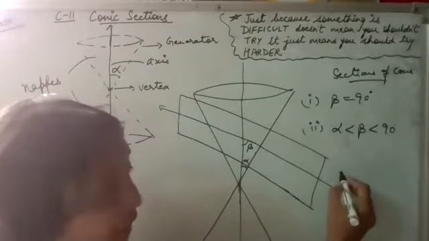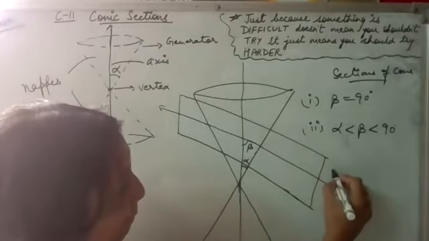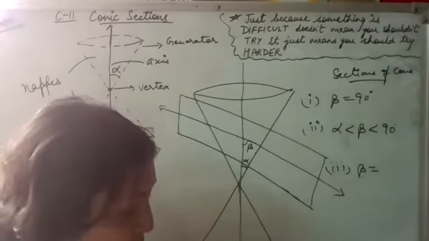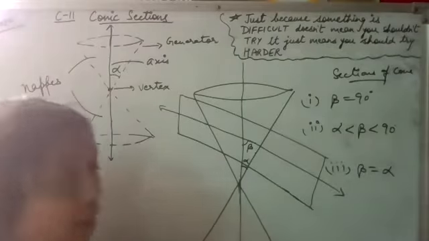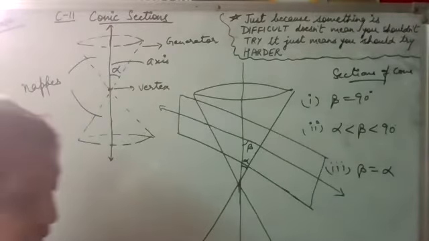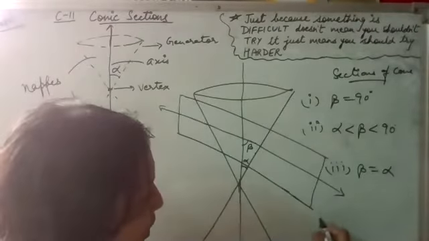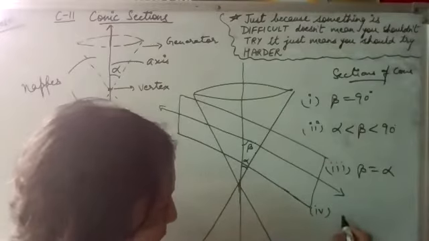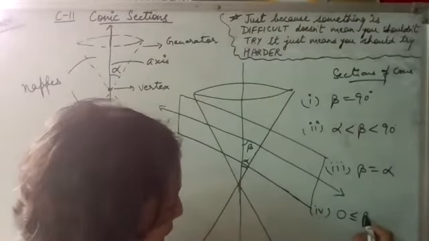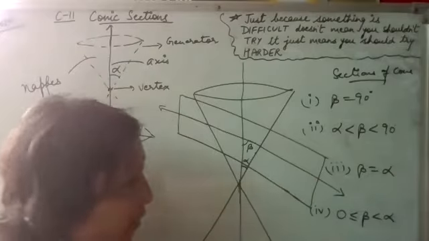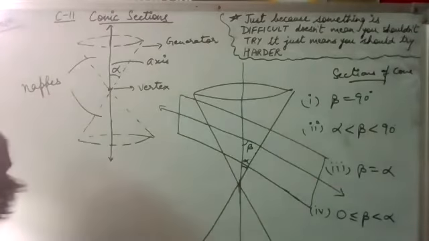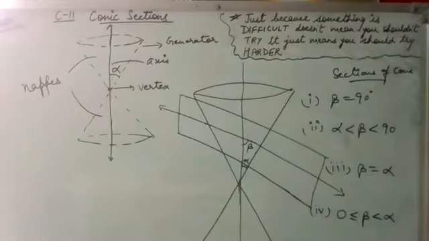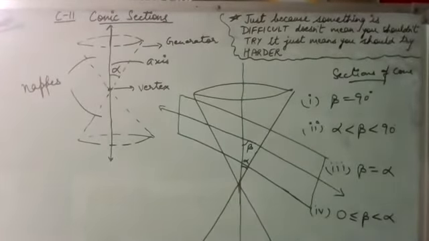After that, the third case is when beta is equal to alpha, when both of the angles are equal, then what do we get? And the fourth one is when beta is greater than or equal to 0 and less than alpha. So these are the four cases where we are having four sections of the cone. Now let's see how we get these four sections.